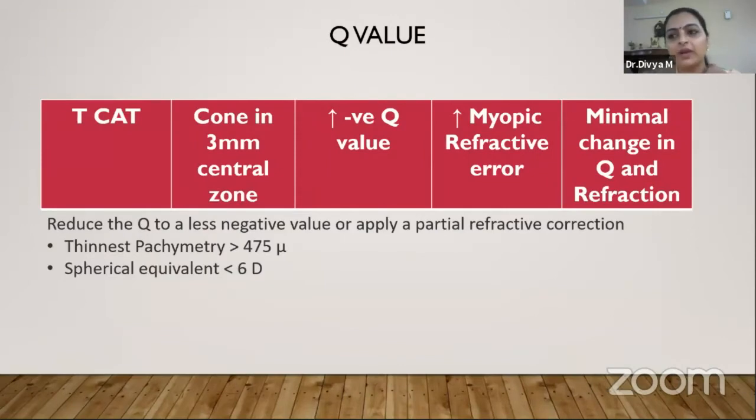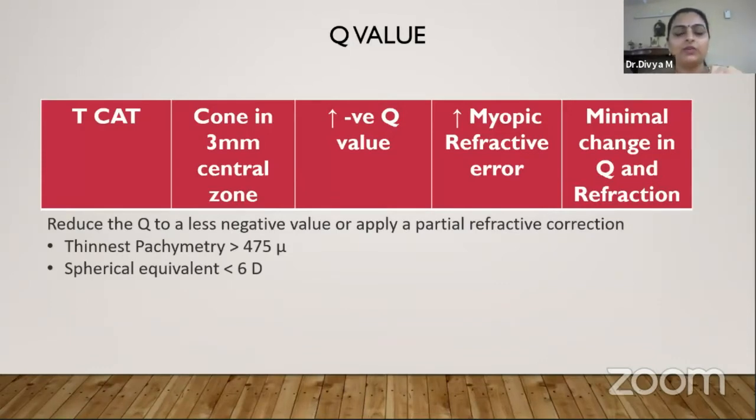Again, this Q value is very important. The Q value depends on the location of the cone in keratoconus. Rohit Shetty sir and the Narayana Nethralaya team have come up with something like a nomogram as to how to alter the Q values.